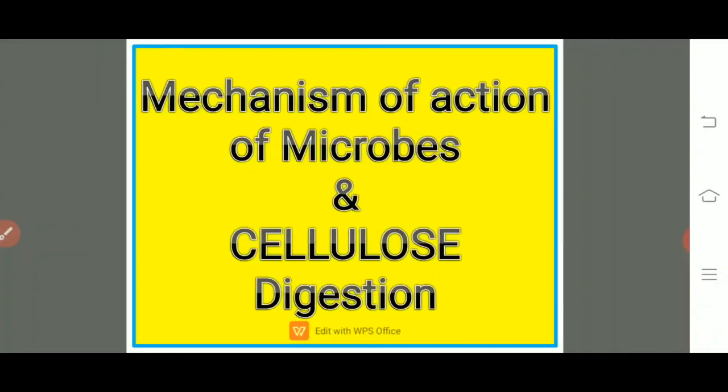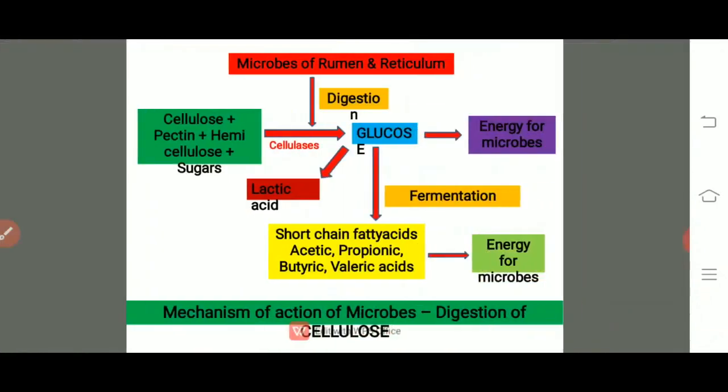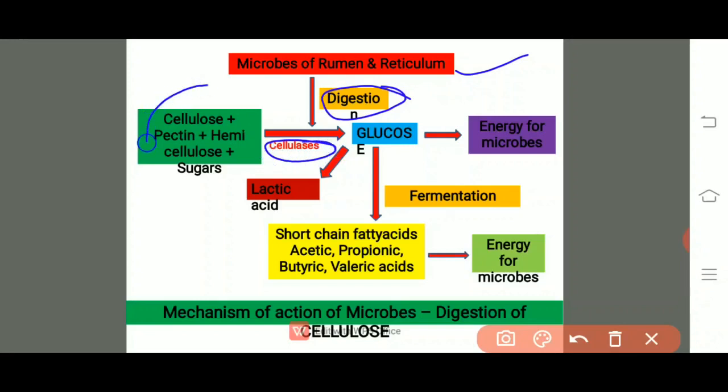And finally, the mechanism of action of microbes and the digestion of cellulose. So what happens basically is, there are microbes in the rumen and the reticulum. They are meant for digestion by producing the cellulase enzymes. Thereby the plant products like cellulose, pectin, hemicellulose, and sugars undergo the catalytic activity of cellulase, and are modified into glucose.